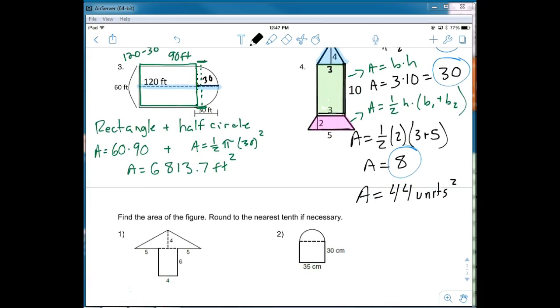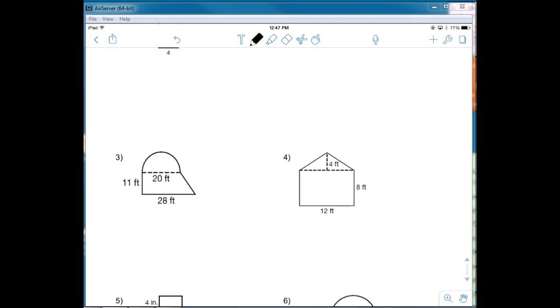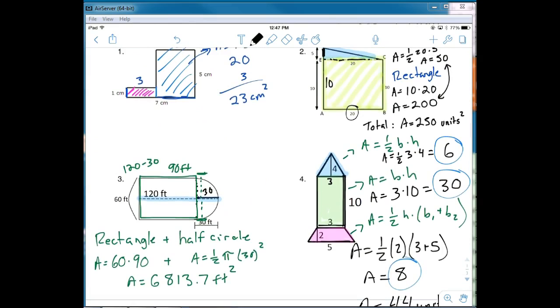Please continue the rest of these questions down below and check in on Schoology or find an answer key with your teacher to check and see that you've done the work correctly.